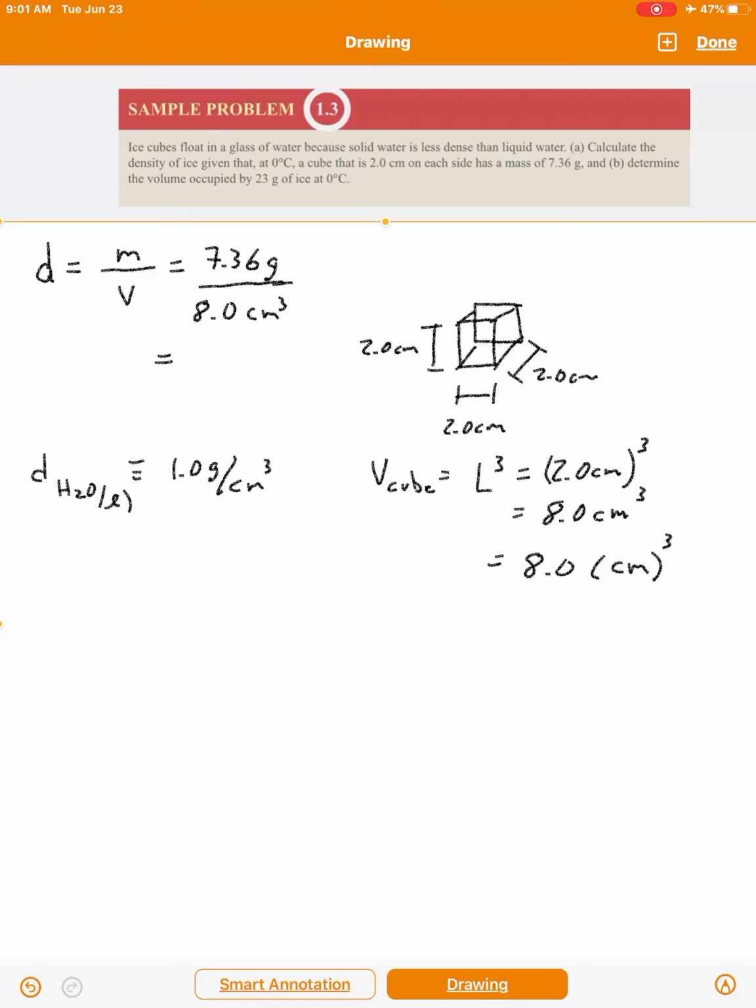That is, by the way, unusual. Most materials, the solid is more dense than the liquid, but water is a peculiar material, and its properties are somewhat unusual. So one of the peculiar properties is that the solid form, ice, is less dense than the liquid form, which is water.